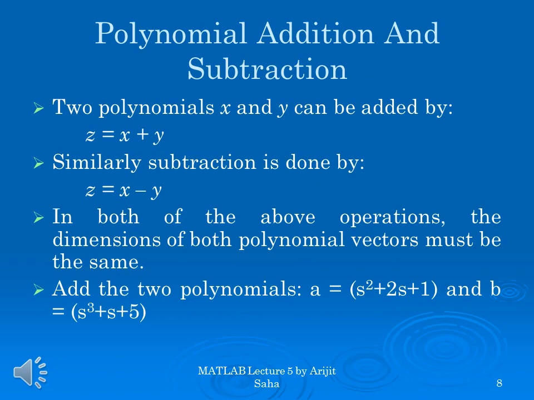For addition and subtraction of polynomials, if there are two polynomials x and y, they can be simply added: z equal to x plus y. Similarly, subtraction can be done: z equal to x minus y. In both of the above operations, the dimensions of both polynomial vectors must be the same. So if we want to add a equal to s square plus 2s plus 1 and b equal to s square plus s plus 5, we have to produce the two coefficient vectors and then add or subtract.